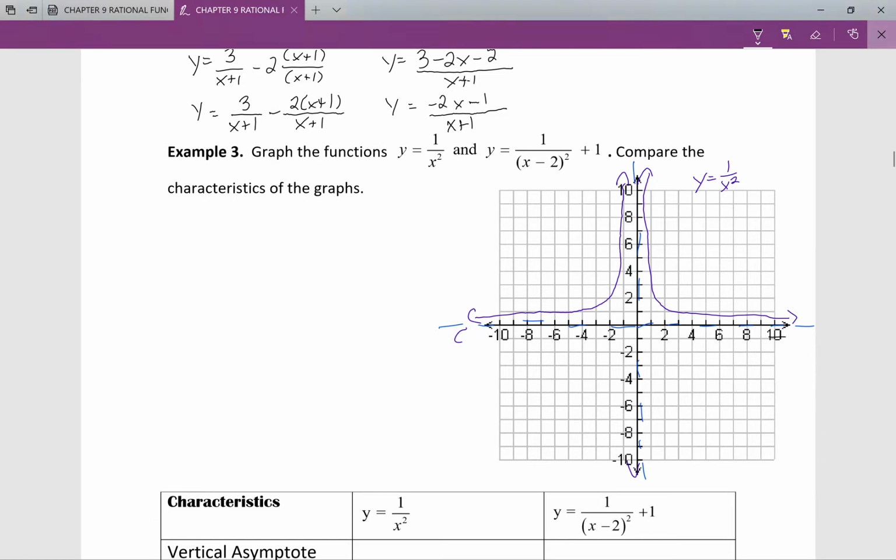So here we go. We want to graph the functions y equals 1 over x squared and y equals 1 over (x minus 2) squared plus 1. And we want to compare the characteristics of these graphs.